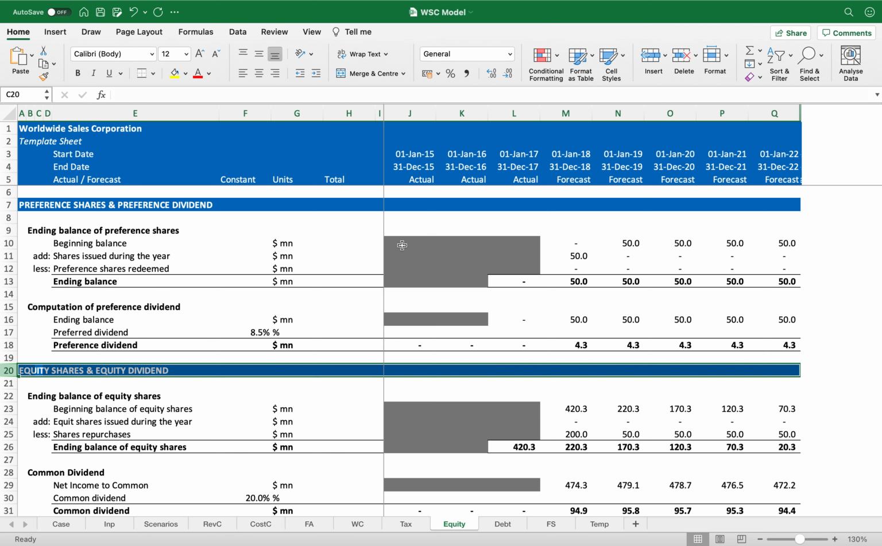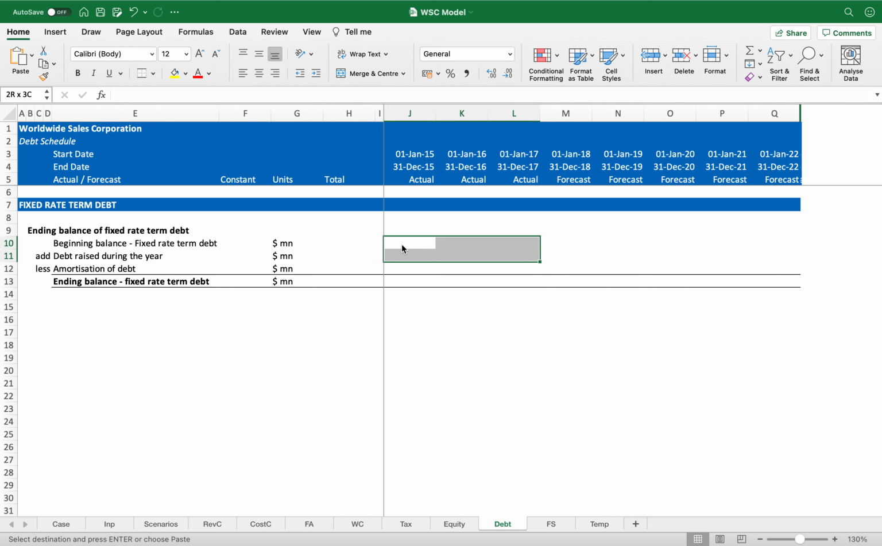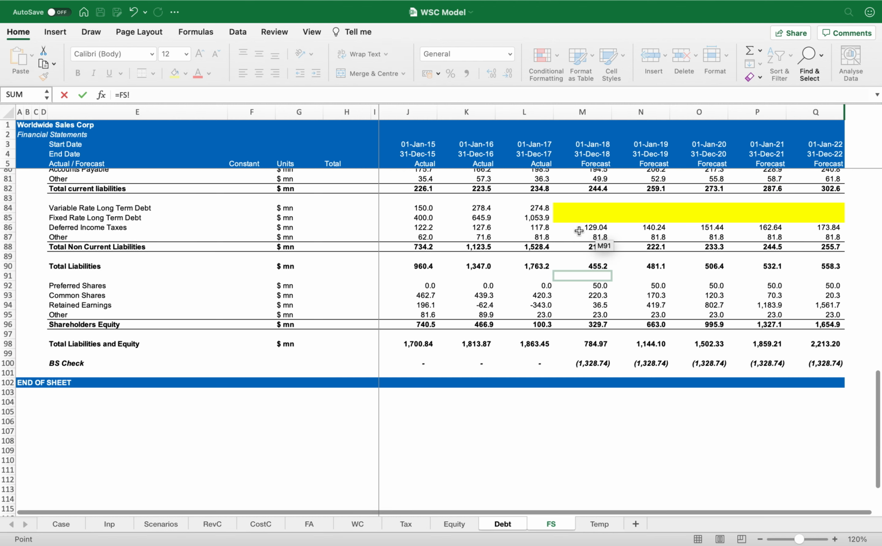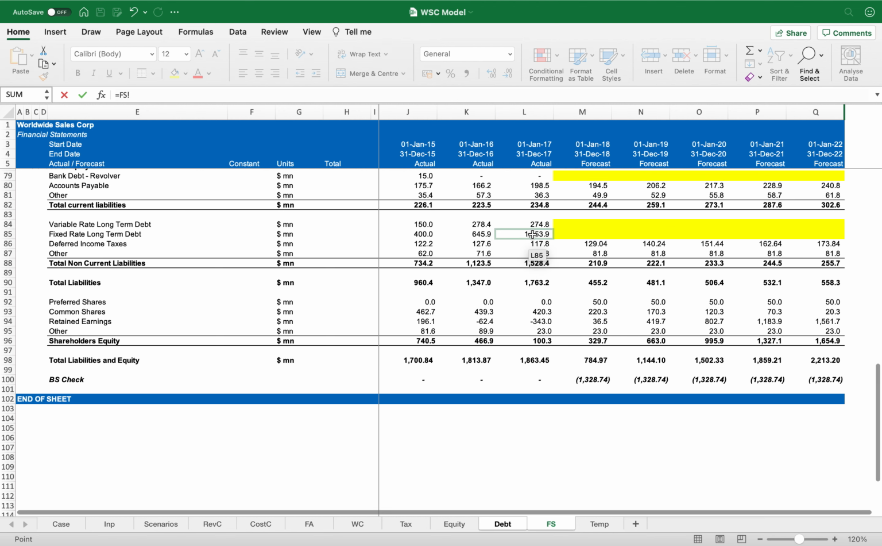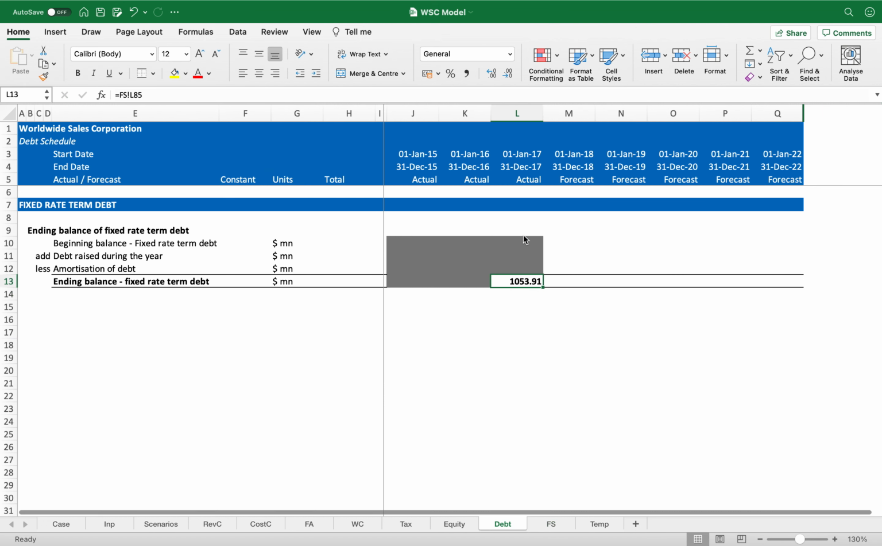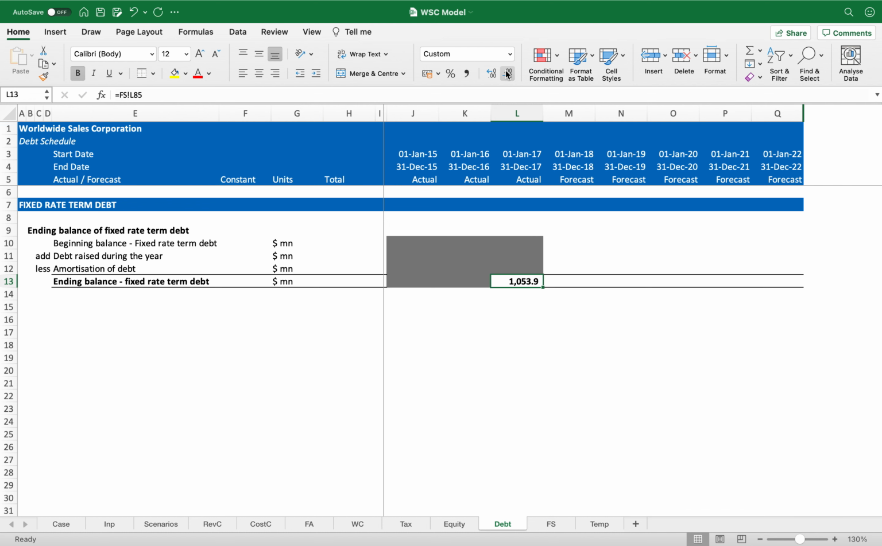Reach till this point. Now, do I have the ending balance as on December 2017? Yes, we do. Go to your financial statements and link the ending balance for 2017. Fixed rate term debt, this is 1053.9. So we have ending balance as on December 2017.